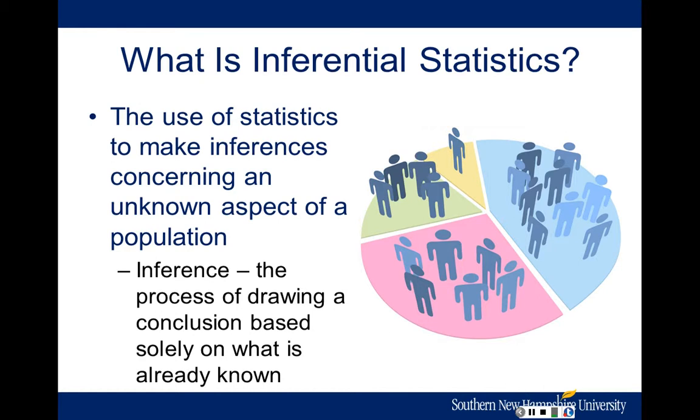Specifically, in this course, we are going to focus on inferential statistics. This is the use of statistics to make an inference or a generalization concerning some unknown aspect of a population of people. So if you look at the word inference, this is the process of drawing a conclusion based solely on what is already known. So when we do research, we measure a small group of people. That group of people comes from a larger group, the population. We make a measurement in that sample of people, and we infer something about the population from which that small group was selected.